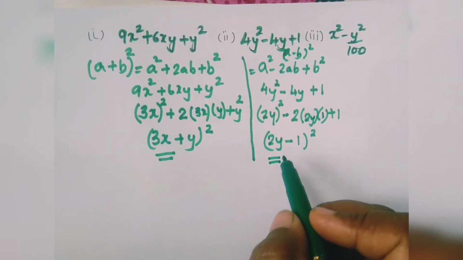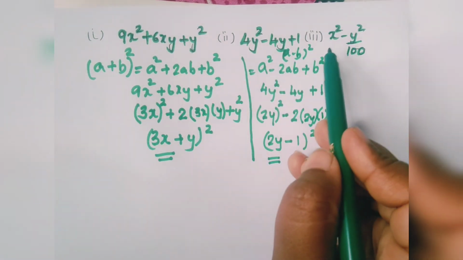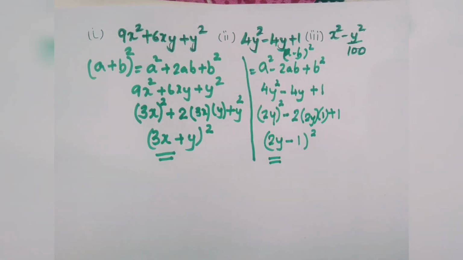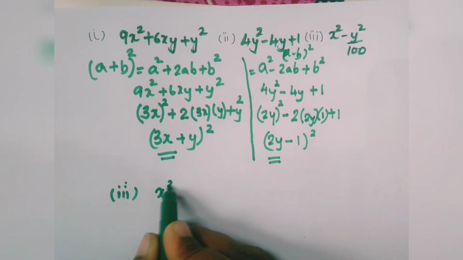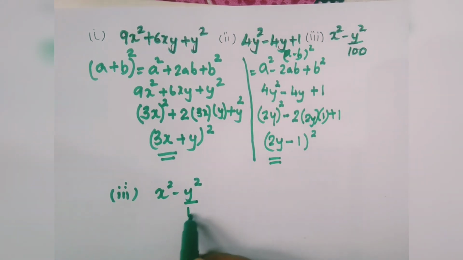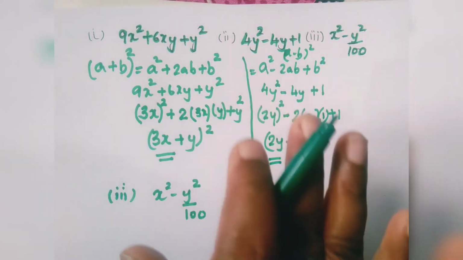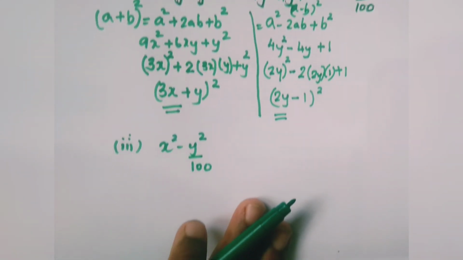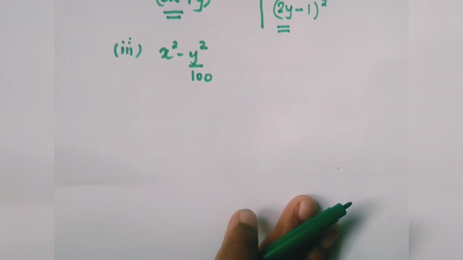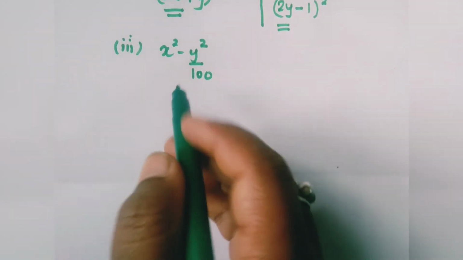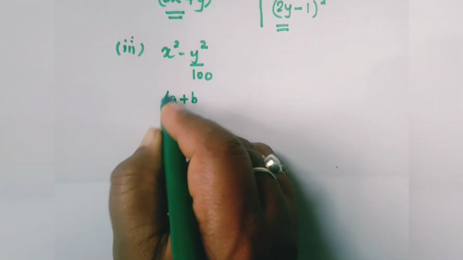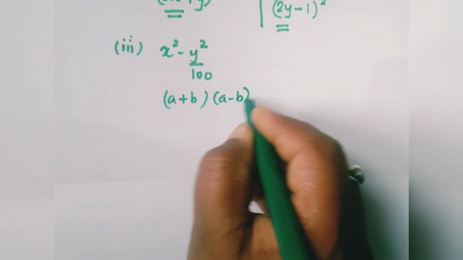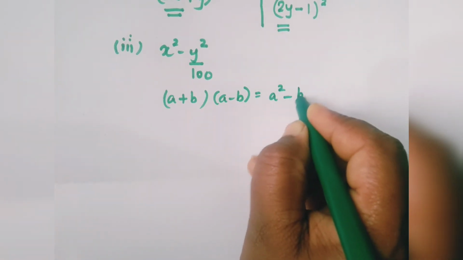Okay. Then the next one is x square minus y square by 100. Here you have only two terms. When you have two terms, forget about these two identities. We are going to apply the next identity, that is the expansion of a plus b into a minus b, which is equal to a square minus b square.